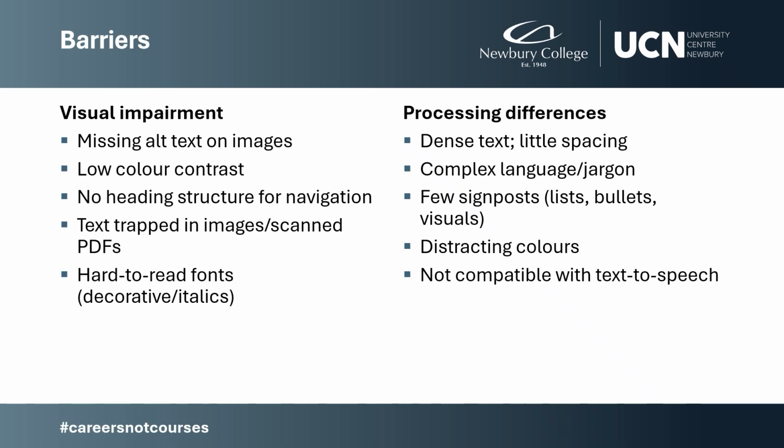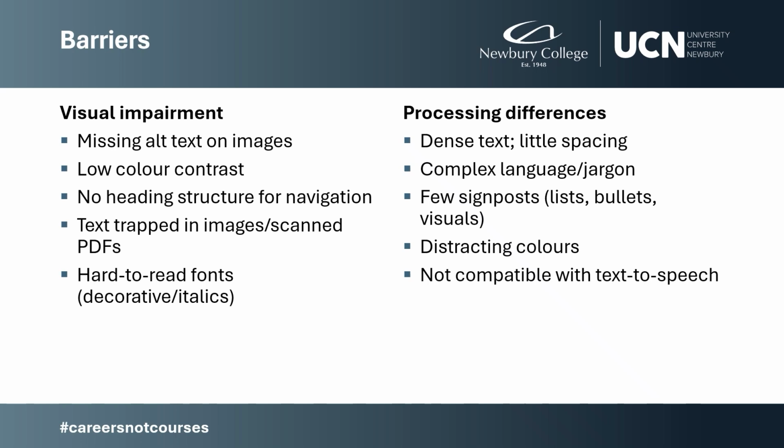For example, someone with a visual impairment may require alternative text on images. They may struggle with low color contrast. They may require a decent heading structure for navigation. Or text may be trapped within a scanned image. The font may be hard to read, especially if it's decorative or italic. Some of these are also the same for people with processing differences.